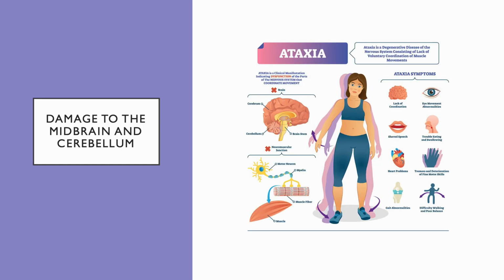Damage to the midbrain and cerebellum can be really dangerous. For example, damage in these areas can lead to impaired balance and coordination. There is a degenerative disease known as ataxia that can affect someone's voluntary coordination of muscle movements. And any damage to these areas of the brain, such as the basal ganglia, can result in ataxia, in which a person may not be able to have normal coordinated movements. There are also other ataxia symptoms that you can look out for.